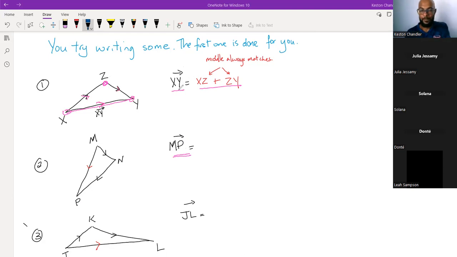Let me do one more. Here we want to find M to P. So I'm going to travel M to N and then start from N and go N to P. So I'll write it as M, N, and just like that example with Curepe, I have to start from here again and go to P. So the P is the resultant vector that you're trying to get. Look at that. That's the resultant vector that you're trying to get. And the middle letters always match.